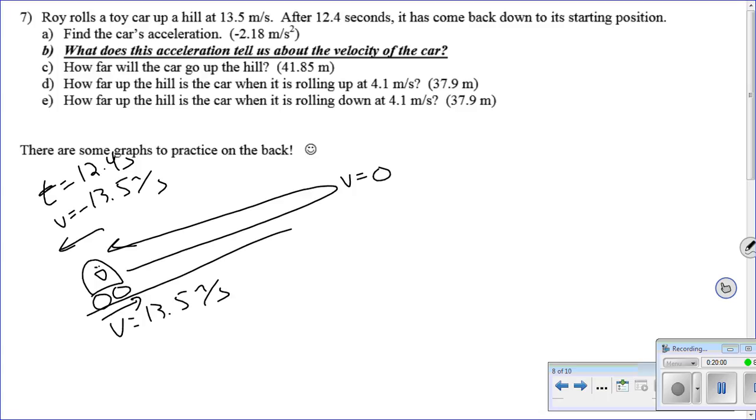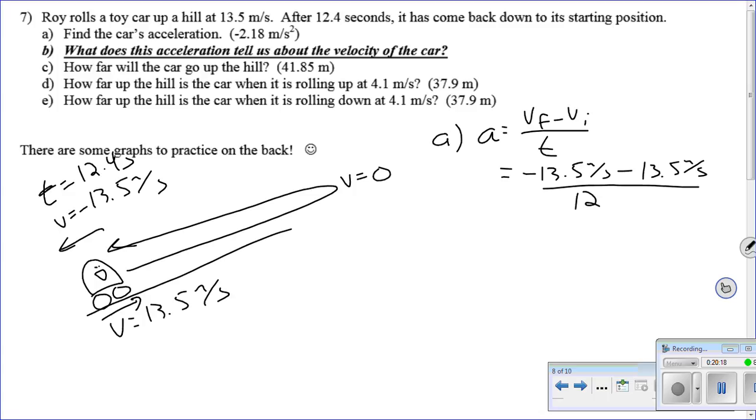So for part A, to find the acceleration, you just do a equals vf minus vi all over t, and plug in your numbers. Let's see, the vf is negative 13.5 meters a second. The vi is positive 13.5 meters a second. And that all takes 12.4 seconds. So divide it out and you get negative 2.18, negative 2.2, however you want to do it, meters a second squared. We'll be sloppy about our significant digits.